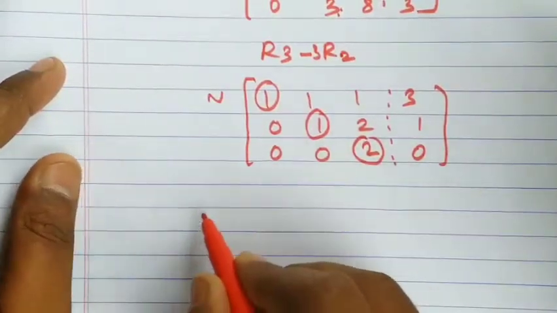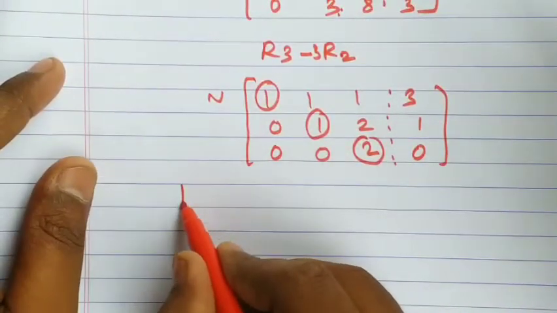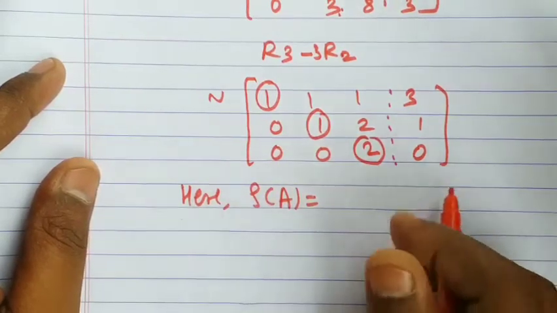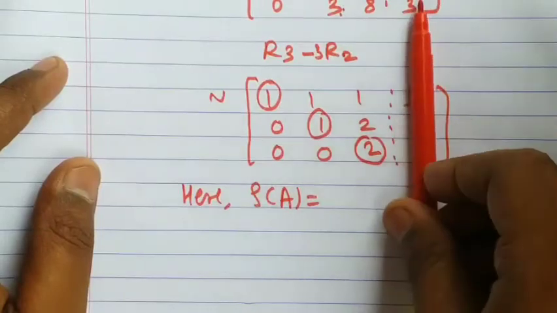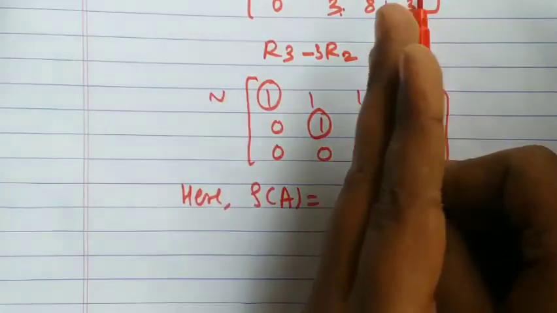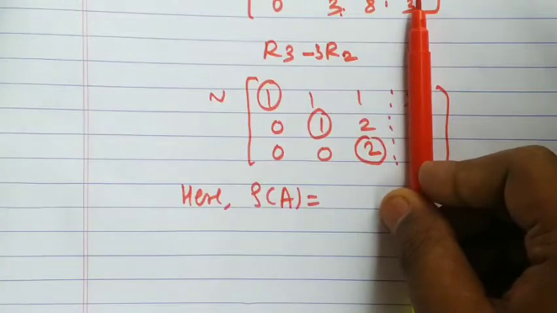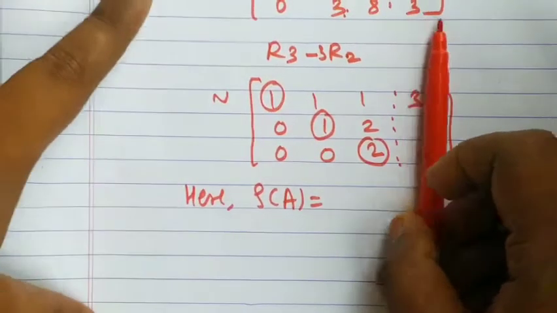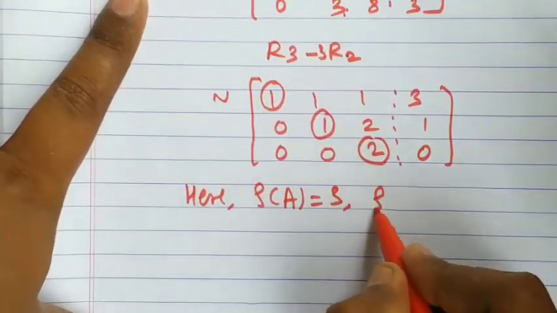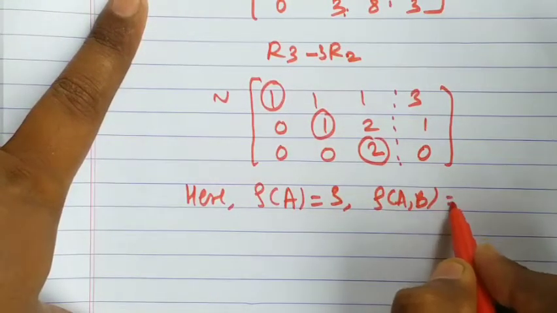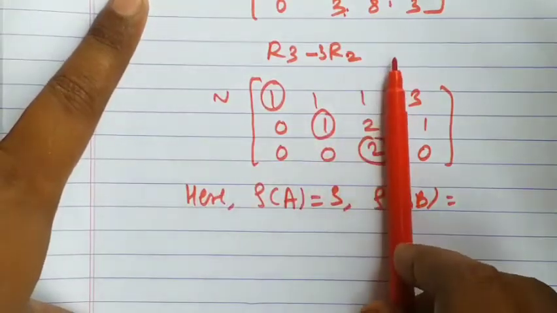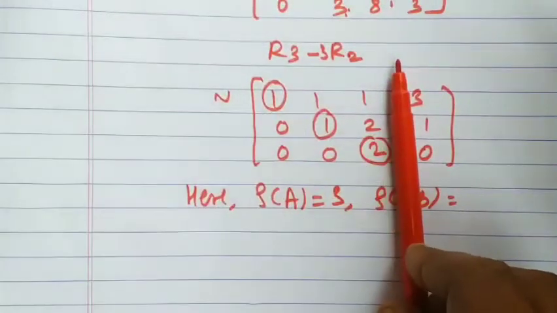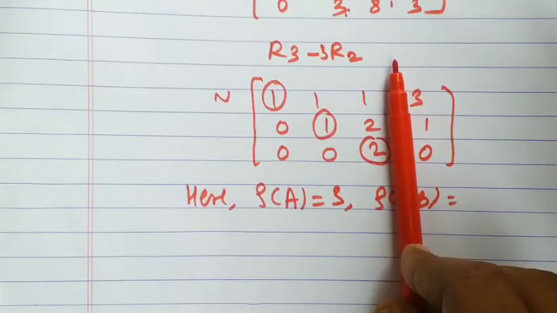Okay, now from this we can calculate the ranks. For getting rank of A you need to hide this column, because the matrix before this dotted line is your matrix A. And if you see this echelon form, all the 3 rows are non-zero rows. It means the rank of A is 3. And rank of A comma B also we are going to obtain from this matrix. For that you hide this dotted line. So after hiding this dotted line, whatever 3 by 4 matrix you are having, that matrix is your augmented matrix A comma B.